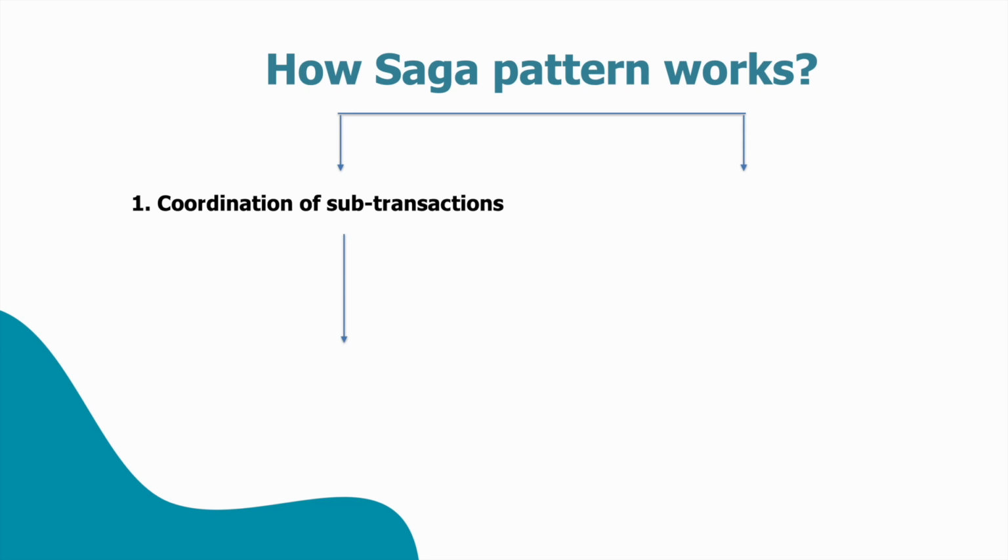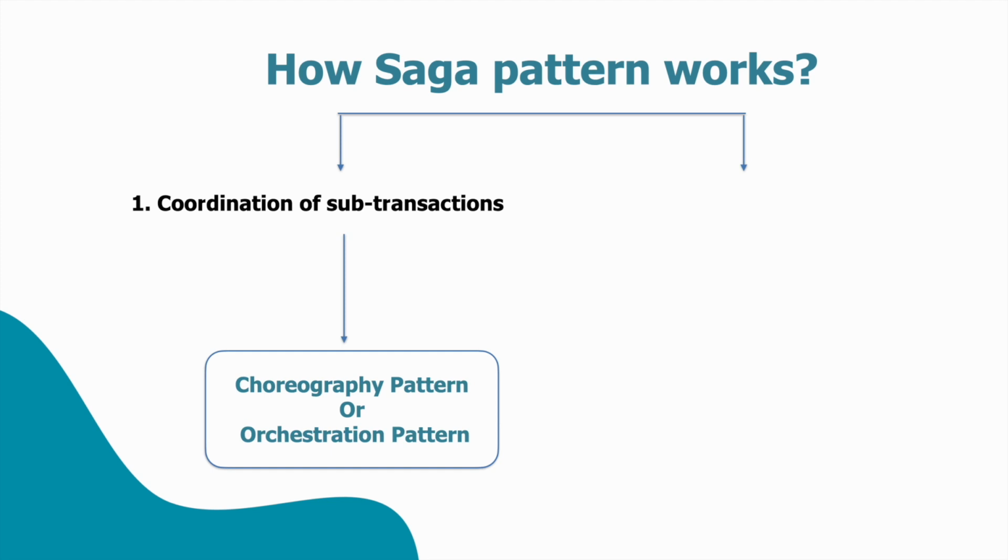So the Saga pattern gives us a design which ensures that the coordination of sub-transactions happens in a proper manner, and we do that using one of two patterns: the choreography pattern or the orchestration pattern. We'll learn about both of these patterns in the coming videos. But this was the first part of what the Saga pattern does.